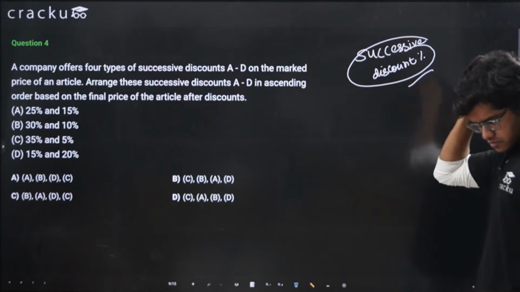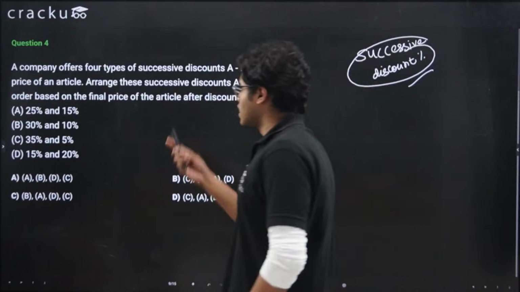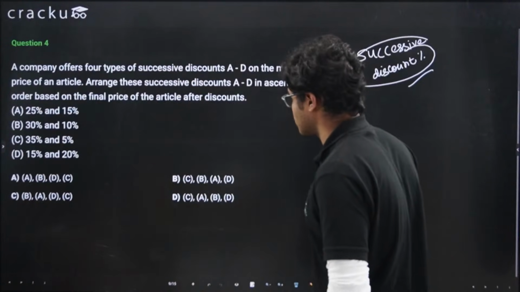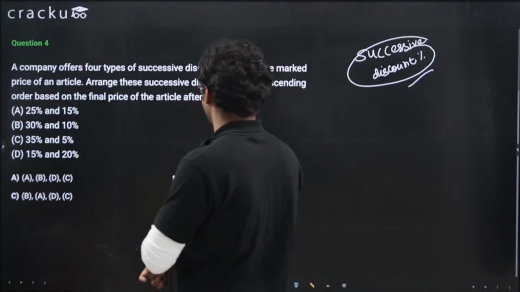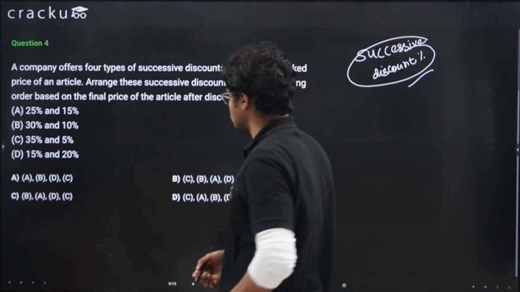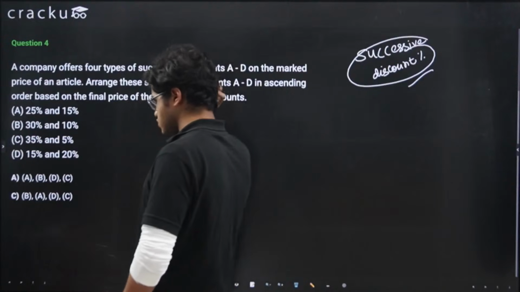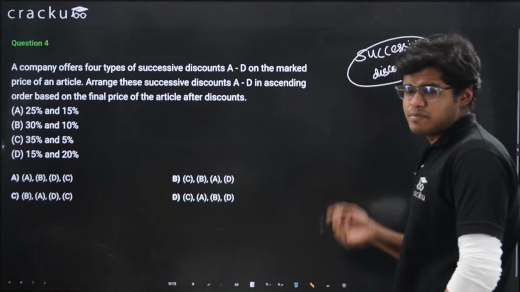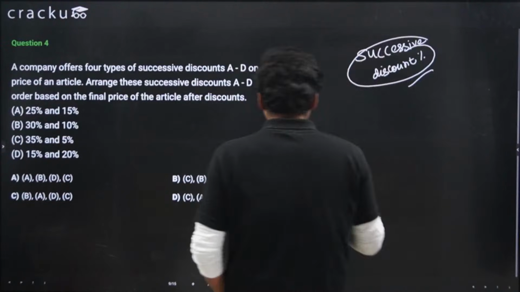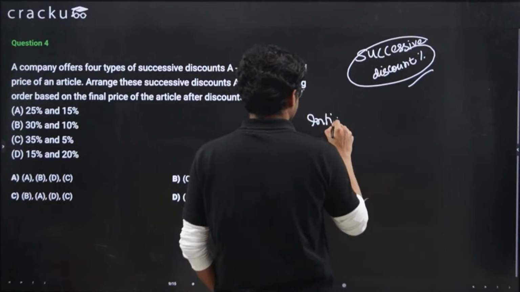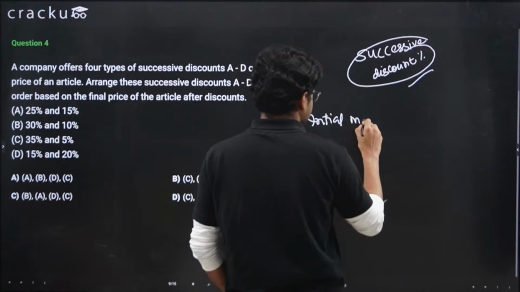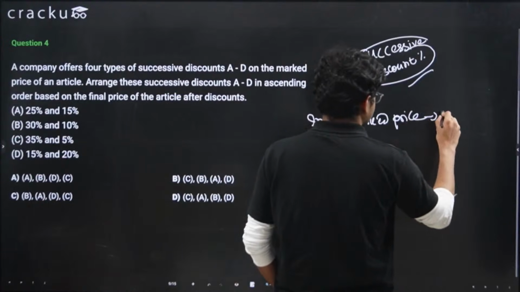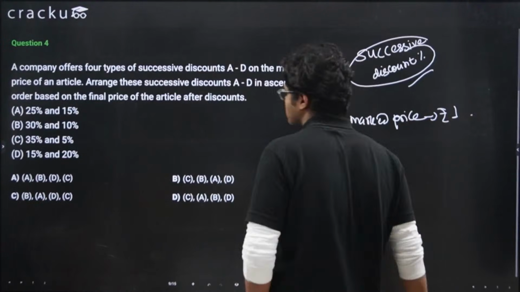Now, a company offers four types of successive discounts A to D on the marked price of an article. We need to arrange the successive discounts A to D in ascending order based on the final price of the article after discounts. Let's say the initial marked price of an article be rupees 1.